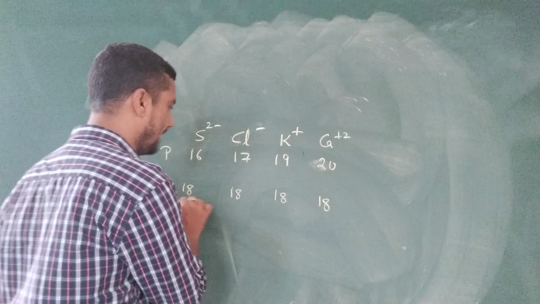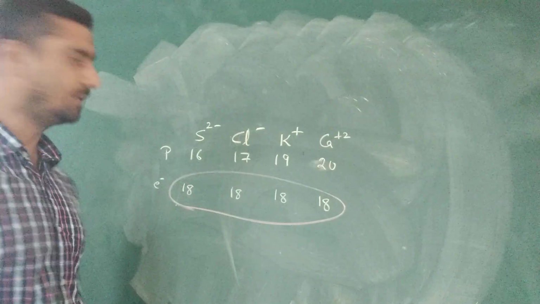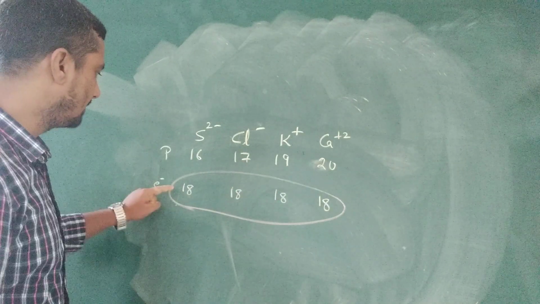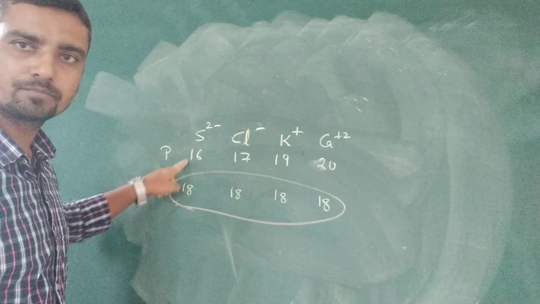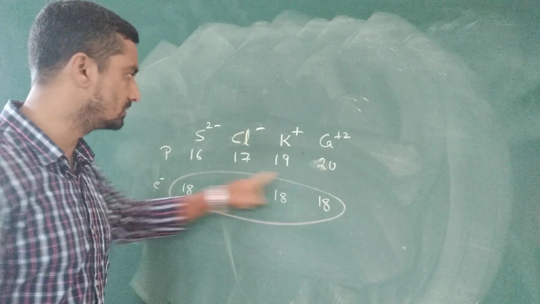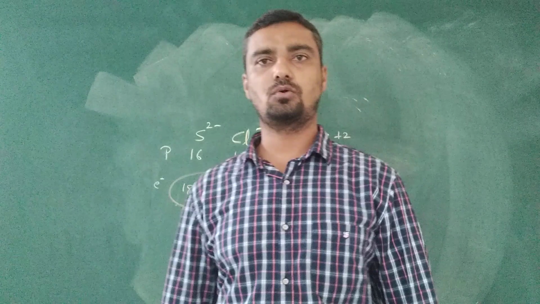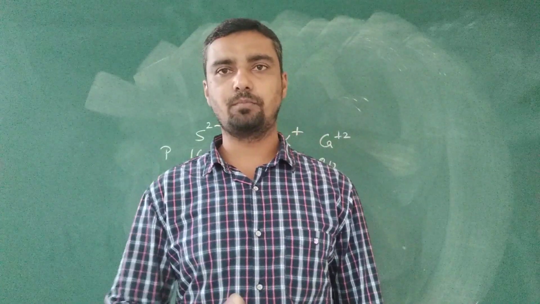In these species, the 18 electrons are common, but the number of protons is different. The species which contain the same number of electrons but different numbers of protons are called isoelectronic species. Understood? Right. It's very important.